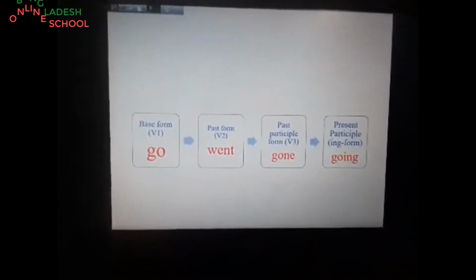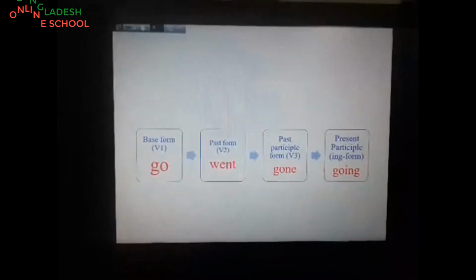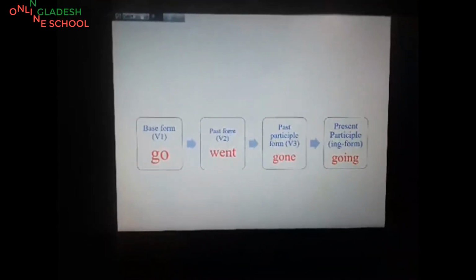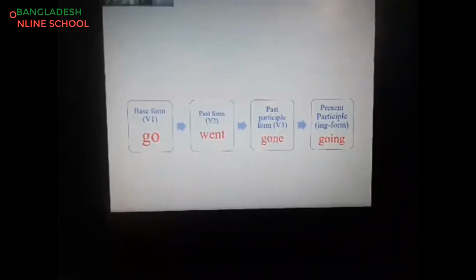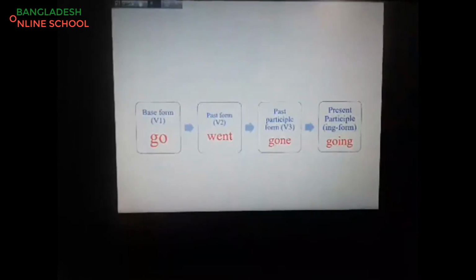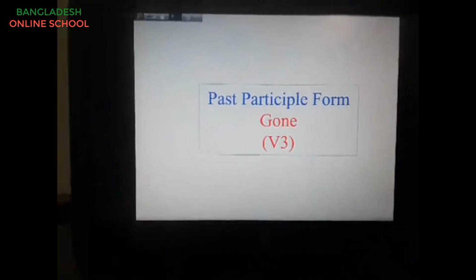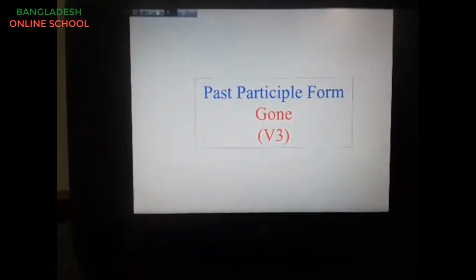In the previous classes, I discussed that a verb has 4 forms. One is base form, past form, past participle form, and present participle, or ing form. I have already discussed base form and past form. Now, today I will discuss the past participle form, where the past participle forms of verbs are used.